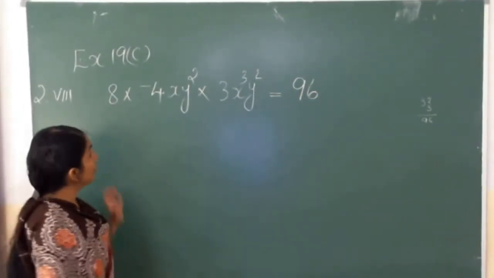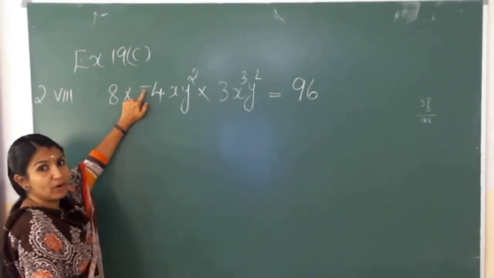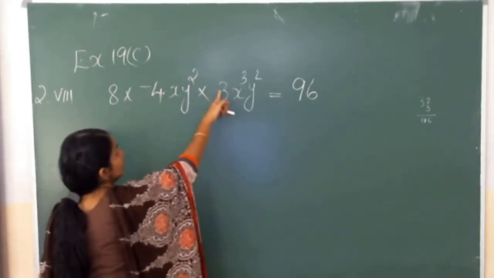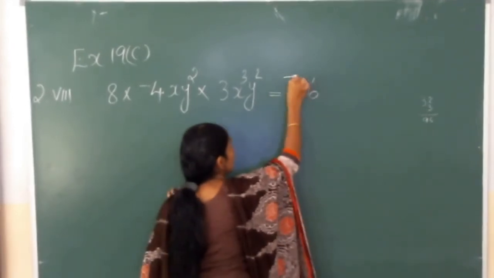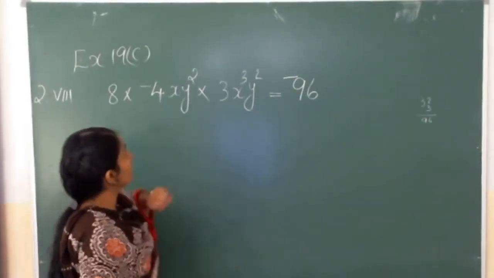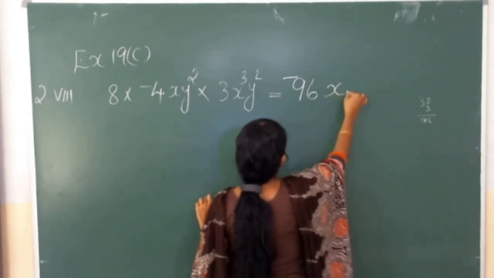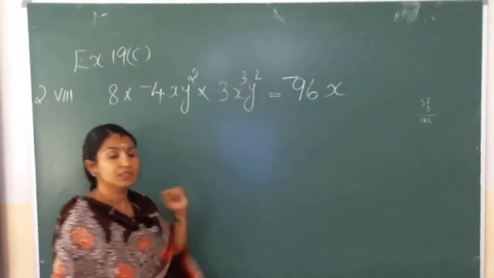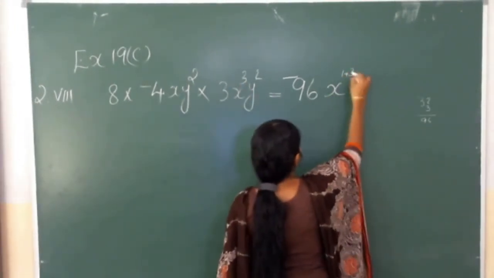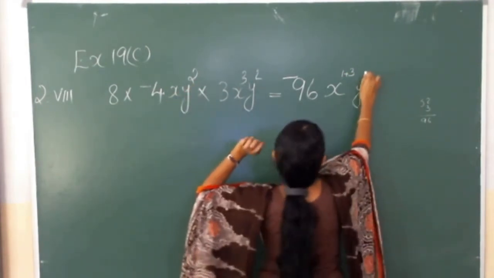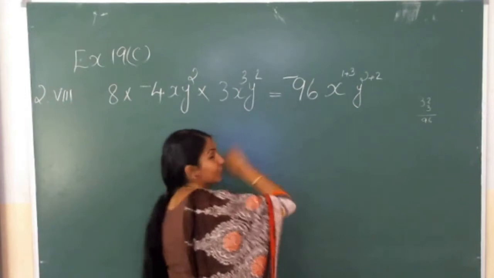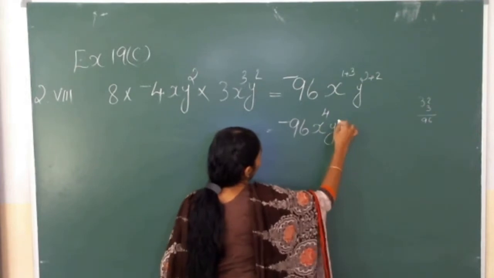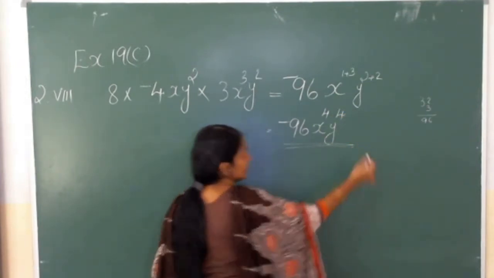Before that, I hope you checked this negative sign here. So positive into negative is negative, negative again into positive, negative. So we wrote that negative sign. Now just think about the x. Here x to the power 1, x to the power 3, so 1 plus 3, and y raised to 2 plus 2. So the answer is negative 96 x raised to 4 y raised to 4.